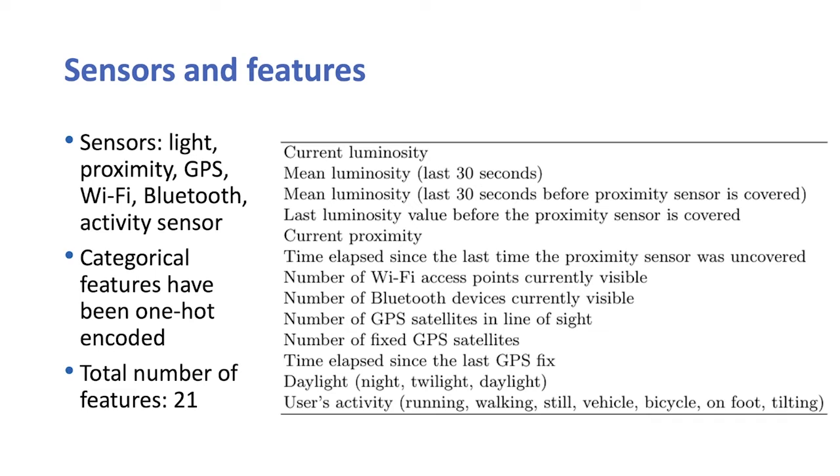There are also a number of categorical features like the daylight or the user activity. In this case, the features have been one-hot encoded. So we obtained a total number of features equal to 21.